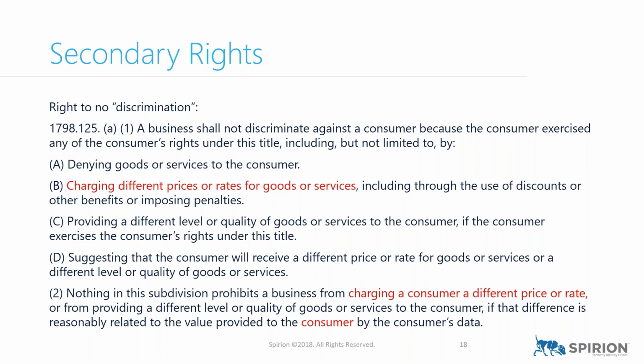However, then if you look towards the bottom, item 2 or sub 2, it says that it's okay to charge a different rate if you're offering a different level of quality or service to the consumer. So the two seem very contradictory. Also, it says that if that difference is reasonably related to the value provided to the consumer by the consumer's data, I think they meant to the business. So again, I think that's a drafting error that'll get fixed down the road.